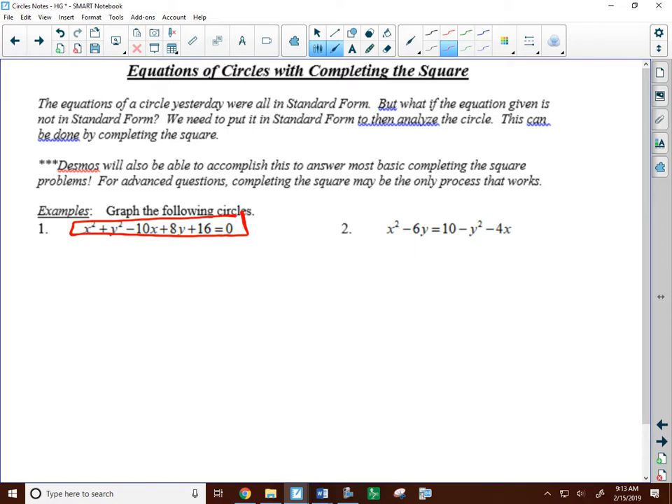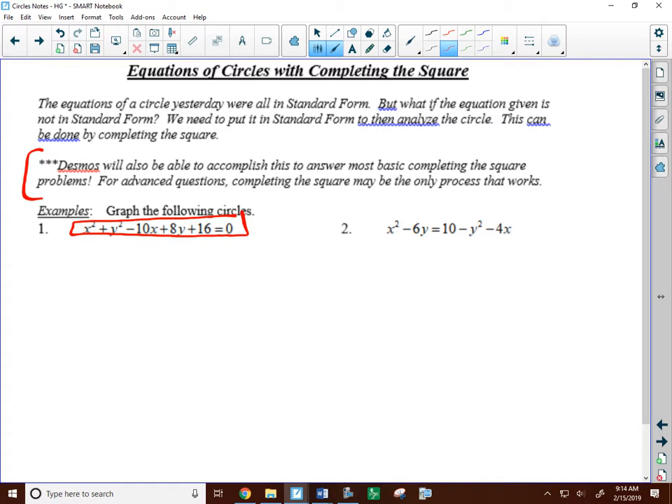Yes, get it back to a better form. So, completing the square, it's not in standard form. This is the process to get that equation in standard form. Now, I'll show you in a minute, Desmos will do this for you. For our class, you can check with Desmos, all right?